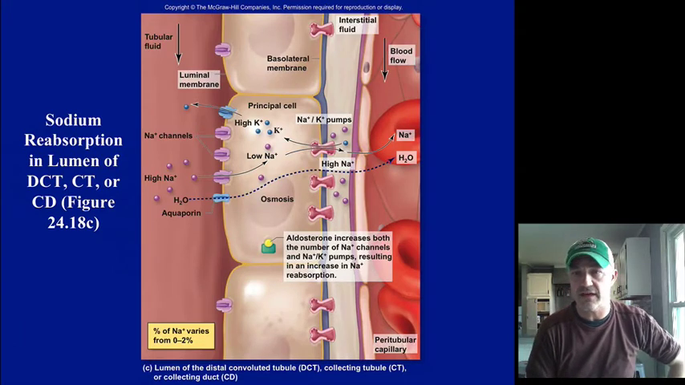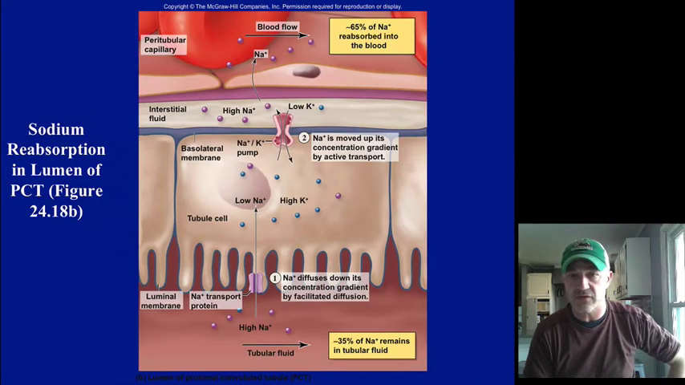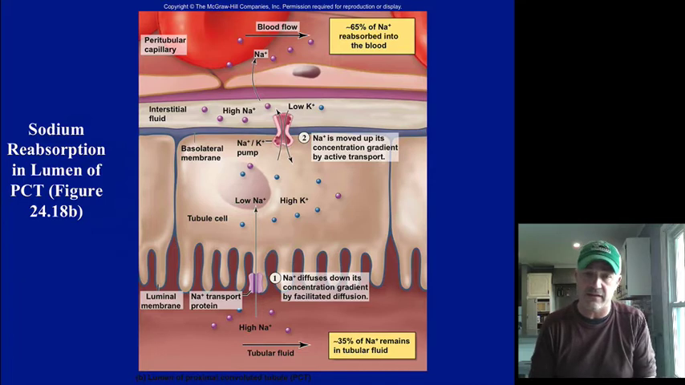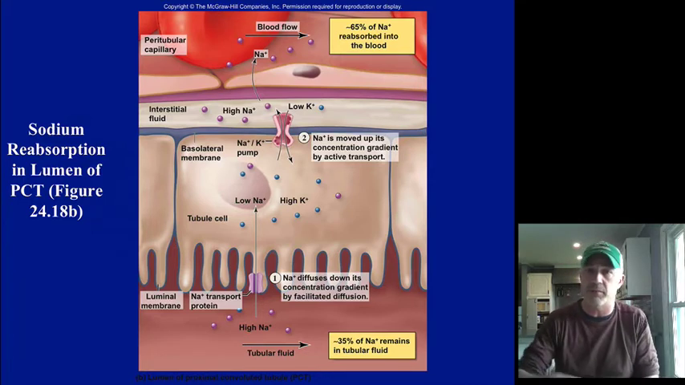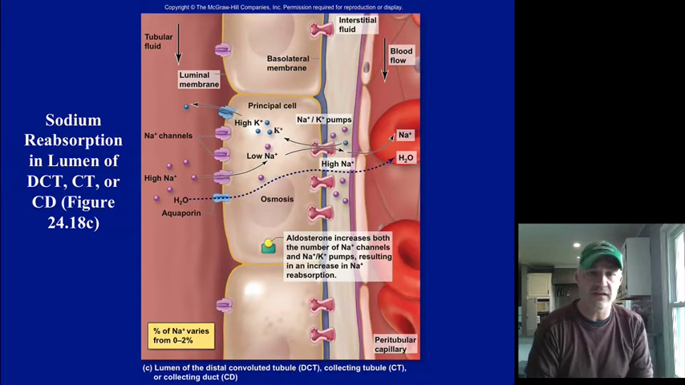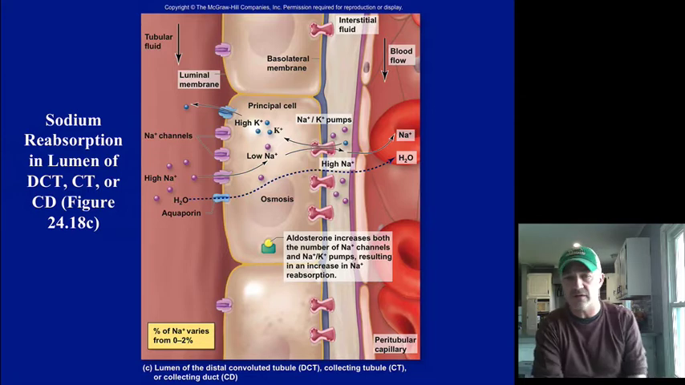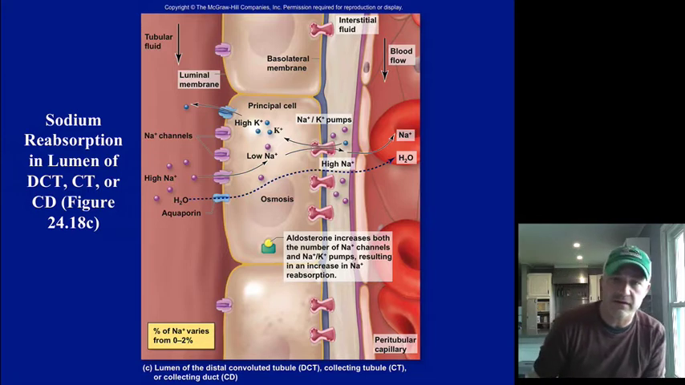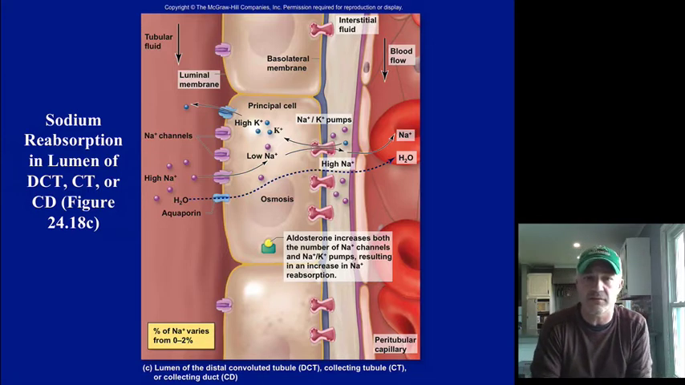Again, showing you that in the proximal convoluted tubule, there are more sodium channels and pumps, and sodium flows because it's higher in the tubular fluid, diffusing into that cell, and then we are pumping it out to the interstitial fluid. We're going to see as we get to the distal convoluted tubules and collecting ducts, we can regulate this a little bit with the production of these channels or these sodium potassium pumps, which can increase the reabsorption under certain conditions.